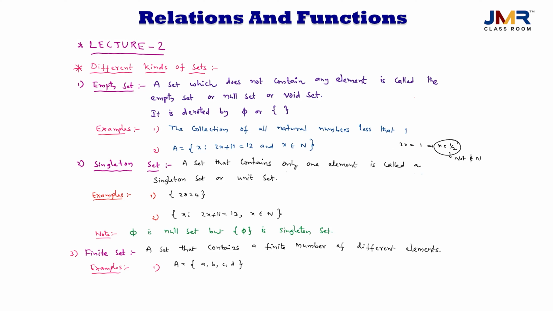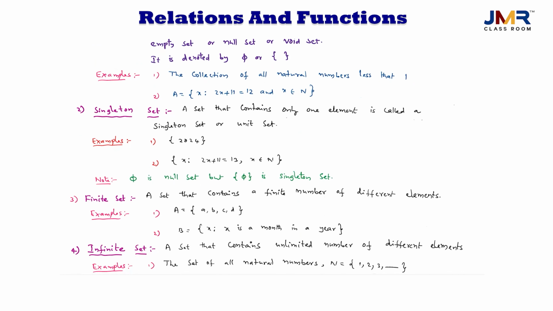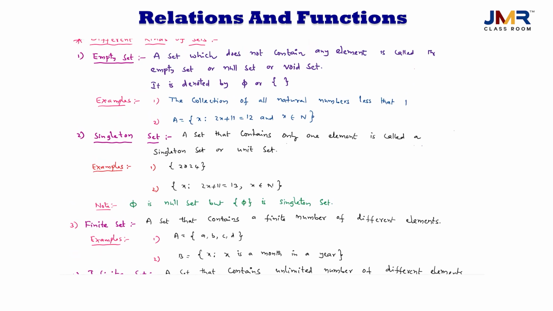These are the examples for empty set, a set which does not contain even a single element. Collection of all natural numbers less than 1, or A equals set of x such that 2x plus 11 equals to 12, x belongs to natural number. These are examples for empty set.